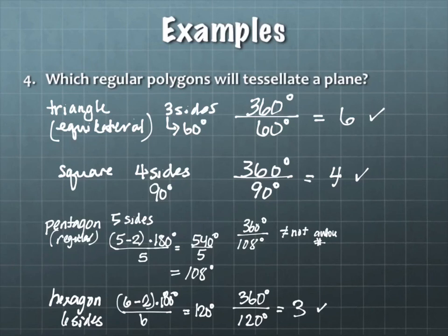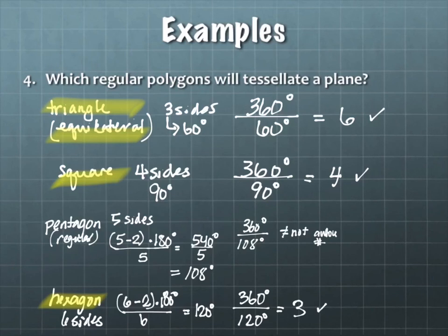We could keep working our way up. We could try a heptagon, we could try an octagon, we could try a nonagon, we could try a decagon, and we could keep working our way up. What you will find is there's not any more. They will all turn out like the pentagon. There are only 3 regular shapes that tessellate: an equilateral triangle, a square, and a hexagon. Nothing else will tessellate and tile an entire plane.